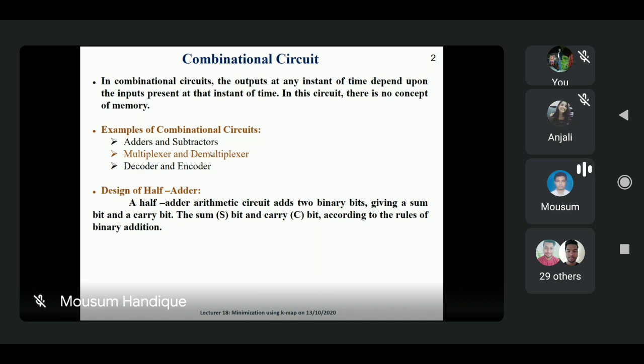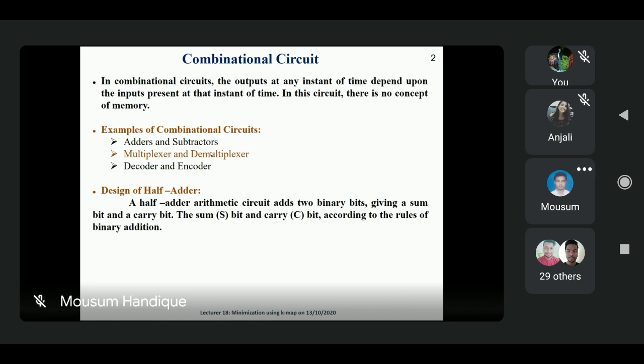So combinational circuit means what? Whatever outputs are produced from that particular circuit, always remember that the output totally depends on the present input. That is the main characteristic of a combinational circuit. If the present input changes, it is automatically reflected in the output.